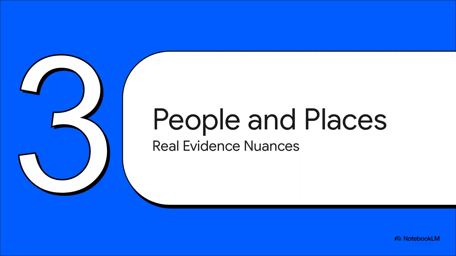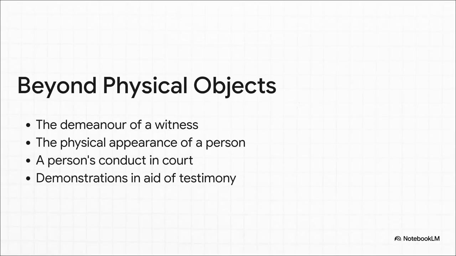All right, so we've talked about documents, but what about the people? Let's circle back to real evidence, but this time, let's look beyond just physical objects. We're talking about something way more subjective. The people standing right there in the courtroom. Yeah, this is where it gets really interesting. A witness's nervous tap, the way someone limps to show an injury.